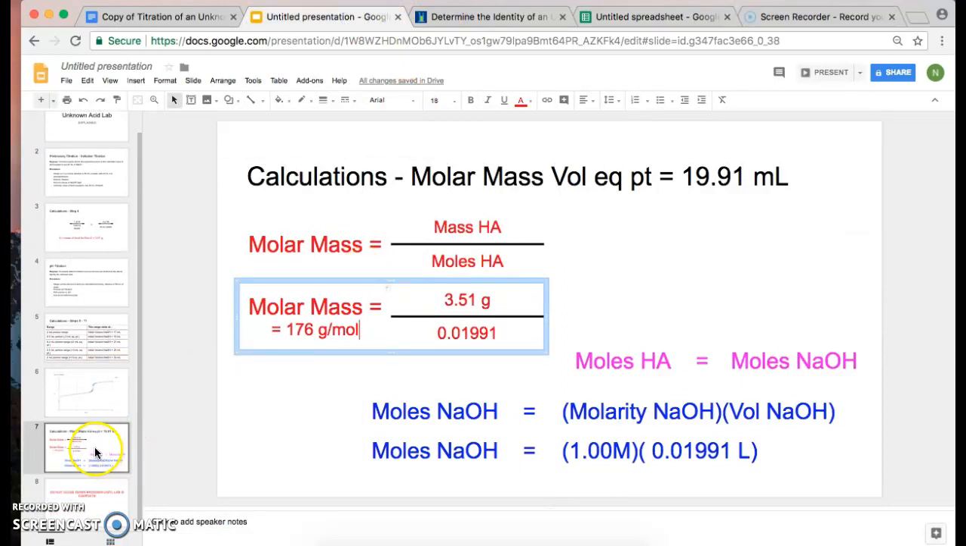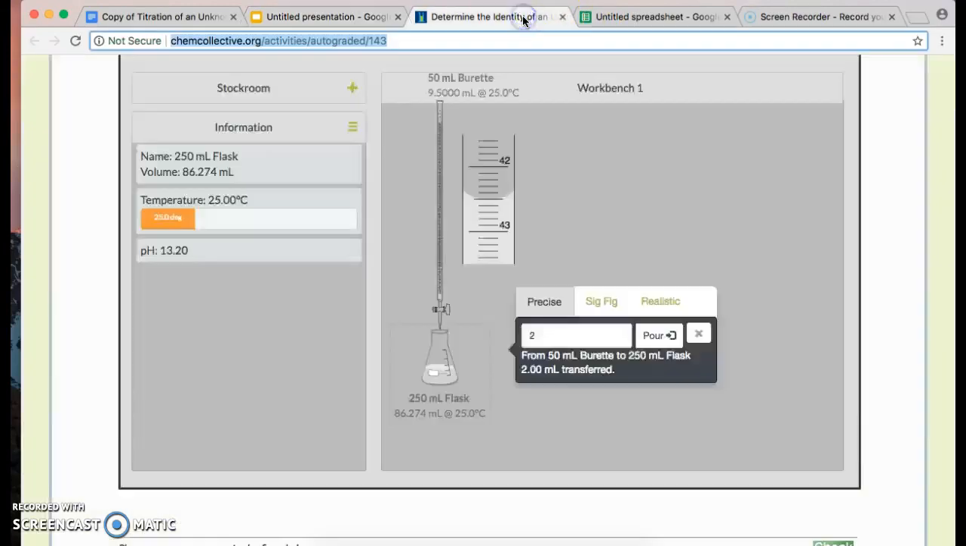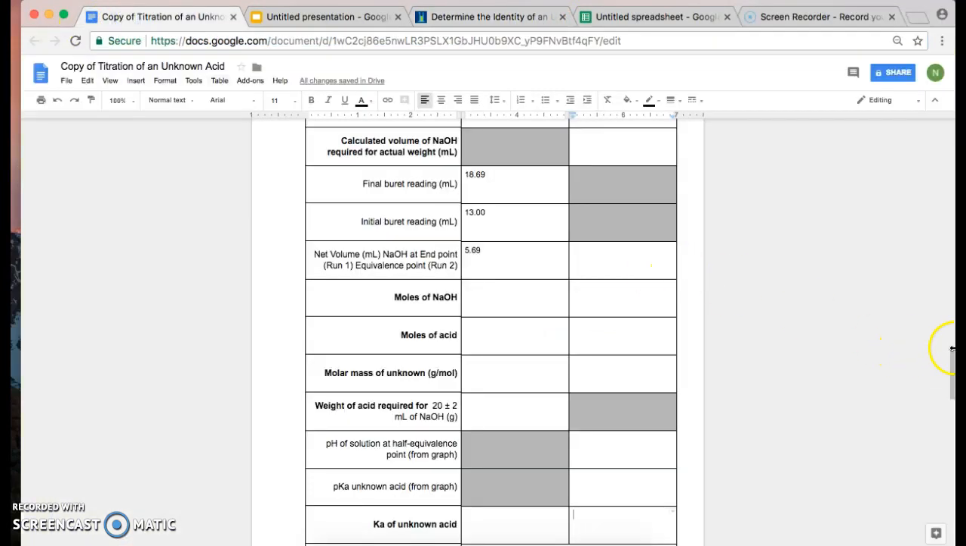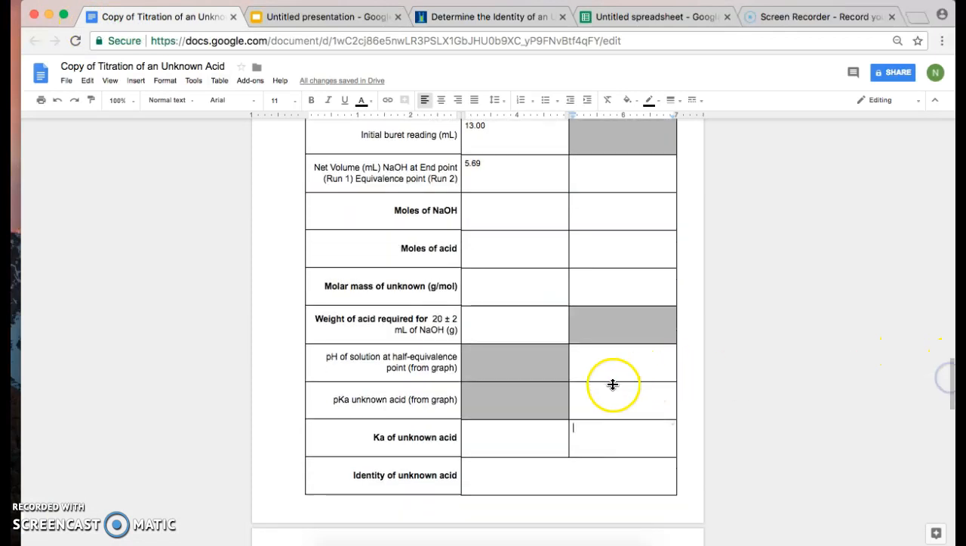So we now have this information: the molar mass is 176 and the pKa is 4.11. How do I utilize that information? You're going to record it in the appropriate spots in your data. Your pKa should go here. Your molar mass should go here for run 2.